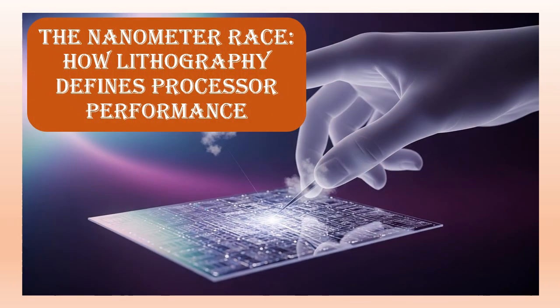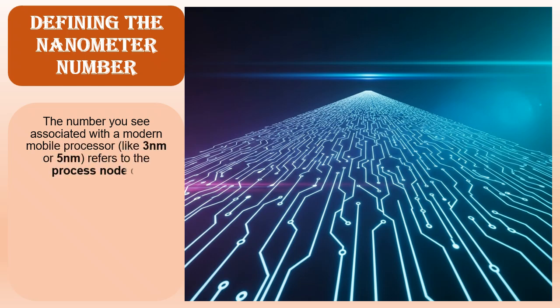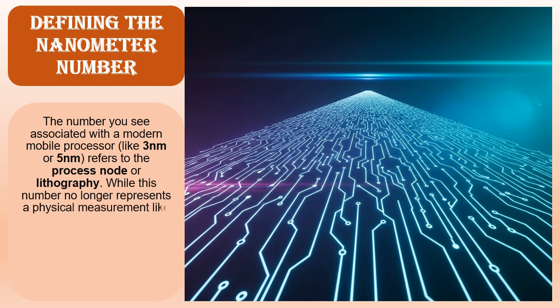The nanometer race: how lithography defines processor performance. Defining the nanometer number. The number you see associated with a modern mobile processor, like 3 nm or 5 nm, refers to the process node or lithography.